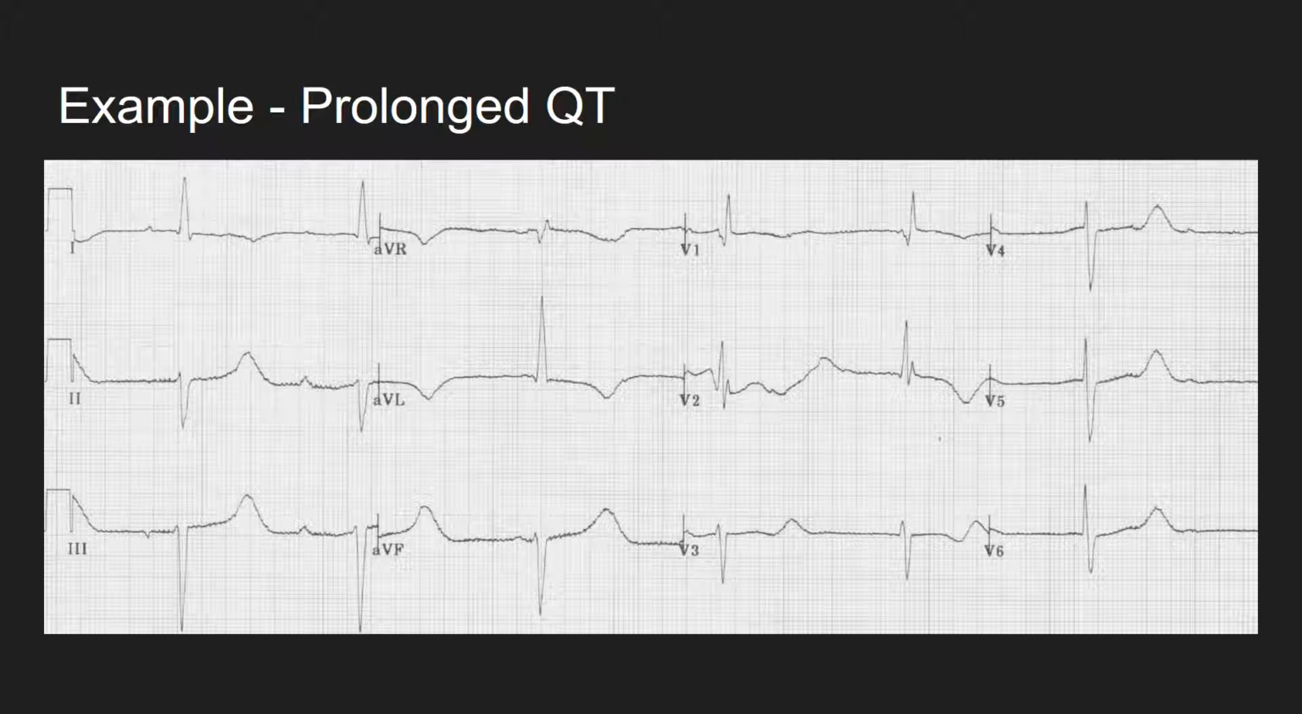Alright, and here is an example of a hypothermic patient that has a prolonged QT interval. As you can see in leads 1 and 2, it's very evident there. You can see that the distance between the Q and the T is greater than 0.2 seconds.